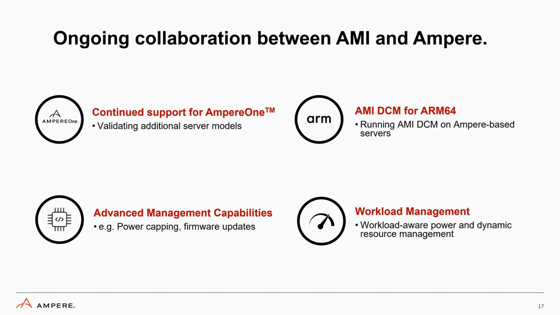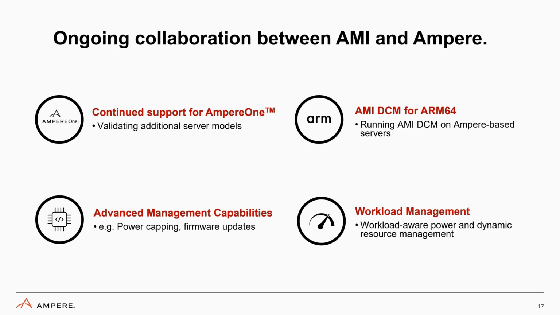Now, one of the other things we want to talk about is the ongoing collaboration between AMI and Ampere. We want to continue support for Ampere 1. Obviously, as Pete was talking about, we want to continue to drive forward on all of those systems that they're coming out with, and very impressively 512 cores. Today, we also support managing Ampere servers, but we're adding support to also run on those Ampere servers. We're getting more creative in the deployments. We're looking at Docker-based deployments and others.